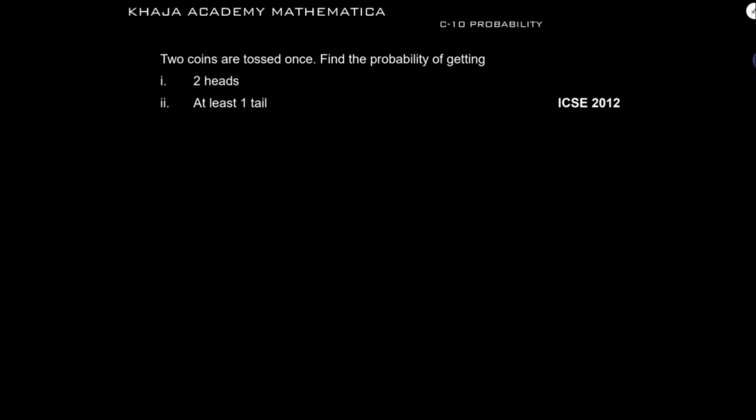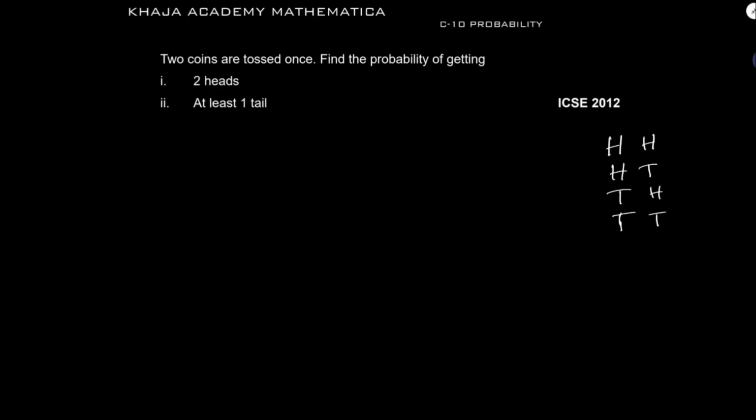Two coins are tossed once. Find the probability of getting two heads and at least one tail. Two heads is the first question, and at least one tail is the second. When two coins are tossed, the outcomes can be written like this: head head, head tail, tail head, tail tail.